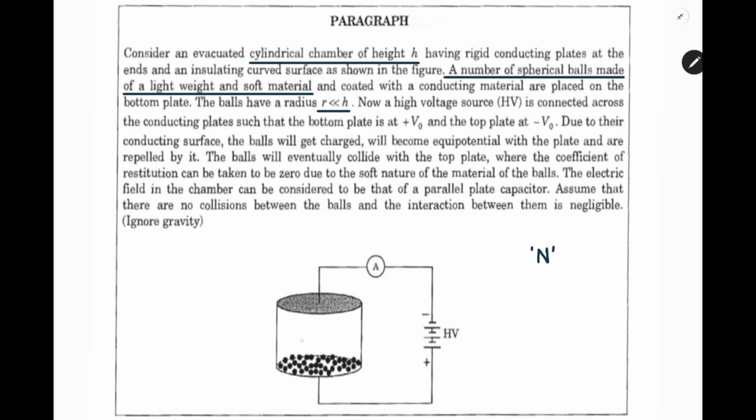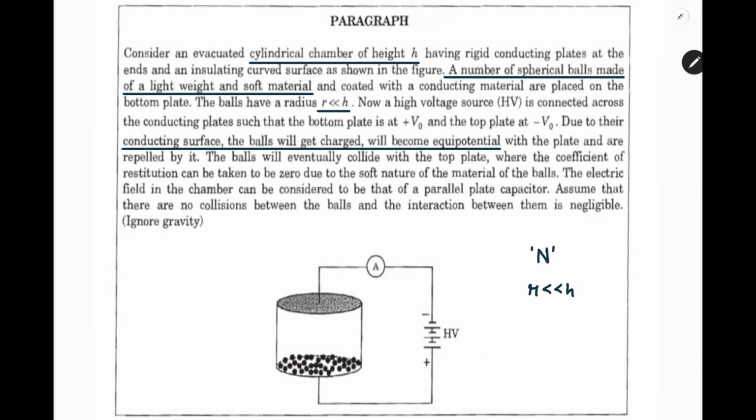So we are not considering balls which are very large, that would fill a large volume and restrict the movement of the other balls. So r is less than h, where h is the height of the cylindrical chamber. A high voltage is applied such that the bottom plate is at plus V0 and the top plate is at minus V0. Now due to the conducting surface, the balls will get charged and become equipotential with the plate.